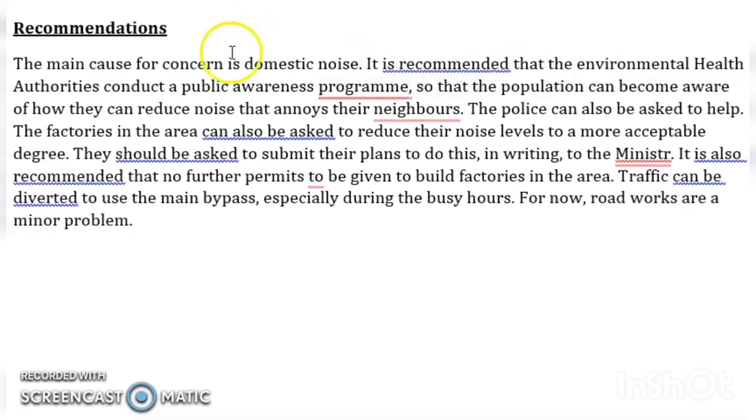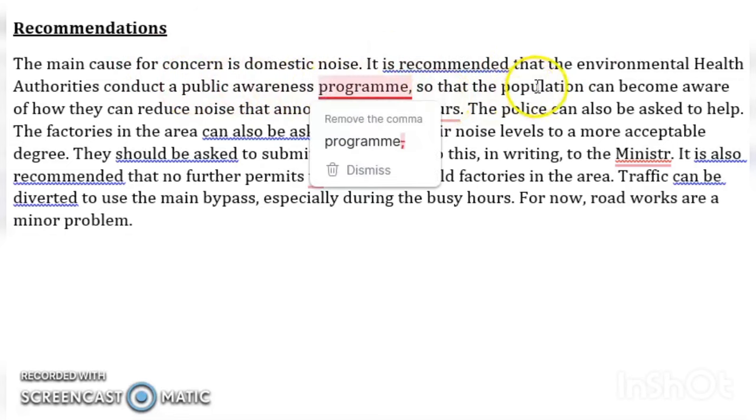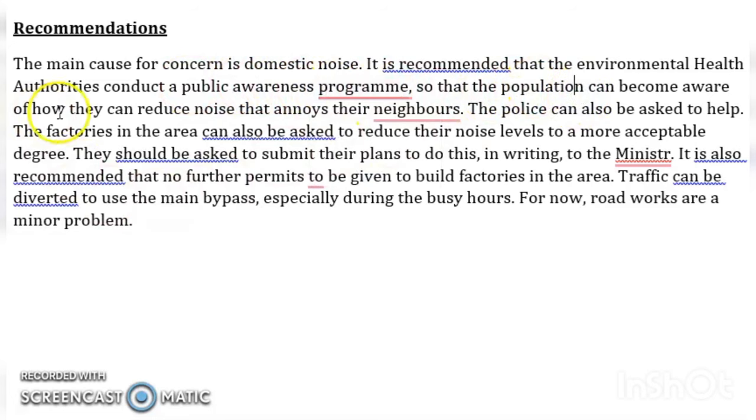So it is recommended that the Environmental Health Authorities conduct a public awareness program so that the population can become aware of how they can reduce noise that annoys their neighbors. The police can also be asked to help. The factories in the area can also be asked to reduce their noise levels to a more acceptable degree. They should be asked to submit their plans to do this in writing to the minister. Sorry, there's a typing error.